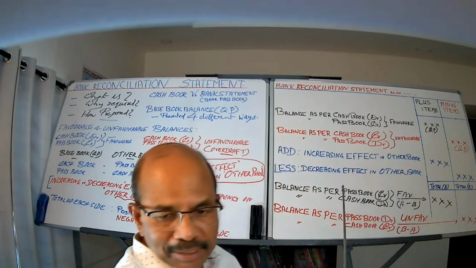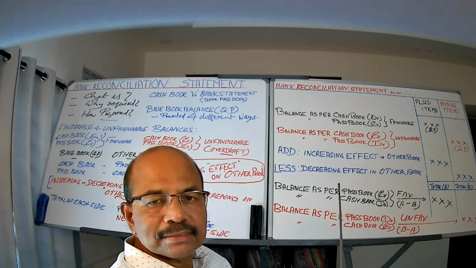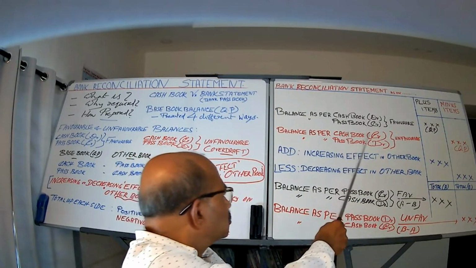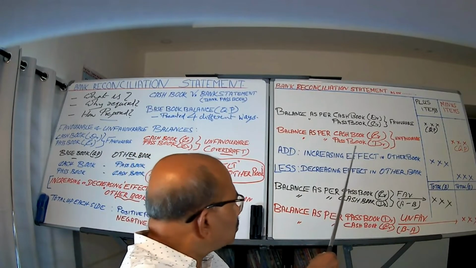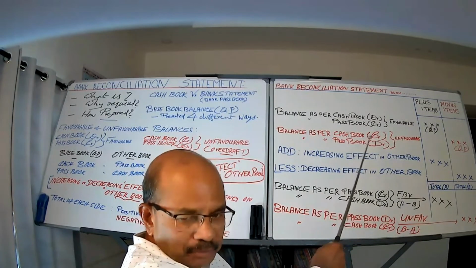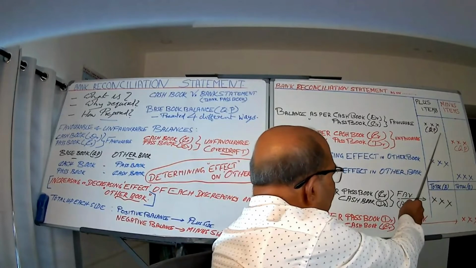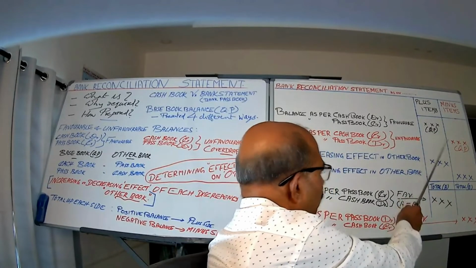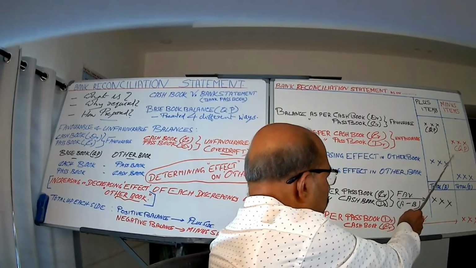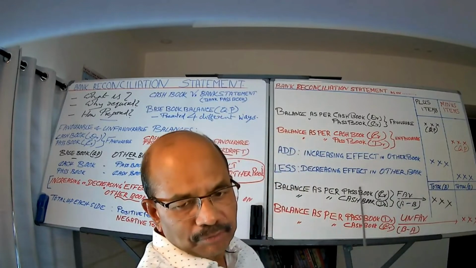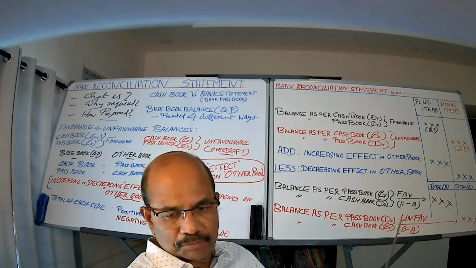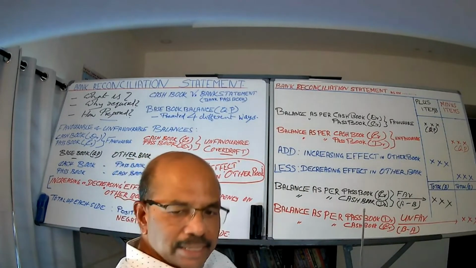Or suppose you have been given an unfavorable balance, balance as per cash book credit or balance as per passbook debit. Both are unfavorable. That amount you show in the minus item. Like that, you show the initial entry. This will be shown here or here, depending on the way it has been given in the question paper, right?